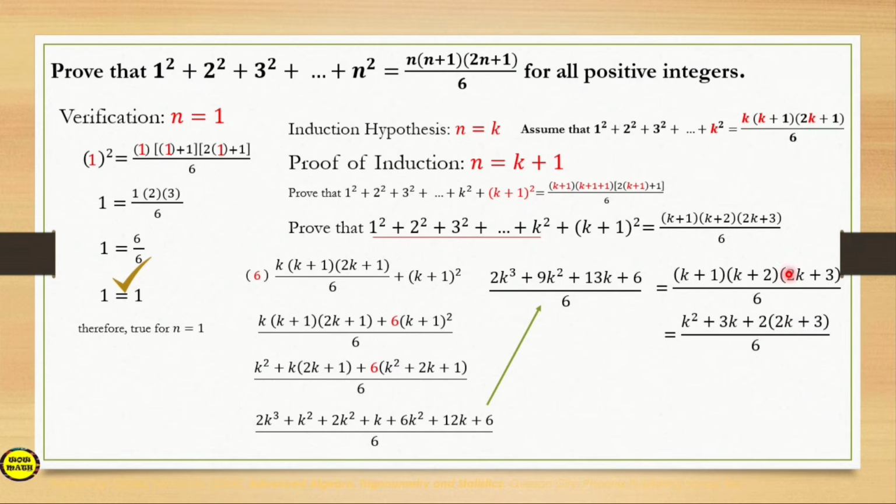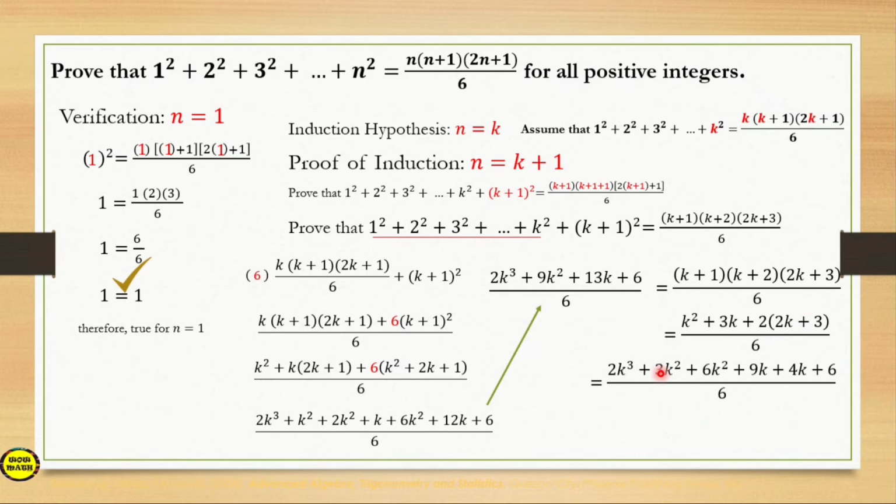And then, saka natin i-multiply dito sa pangatlong factor. Isa-isahin natin. So, k squared times 2k, that is 2k cubed. K squared times 3, that is 3k squared. Dito tayo sa pangalawa. 3k times 2k, that is 6k squared. 3k times 3, that is positive 9k. 2 times 2k, that is positive 4k. And 2 times 3, that is positive 6.